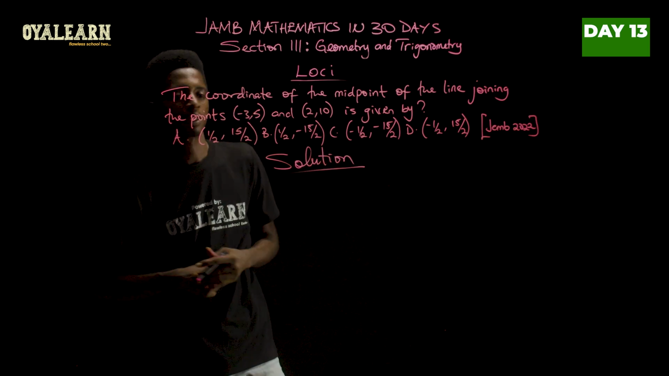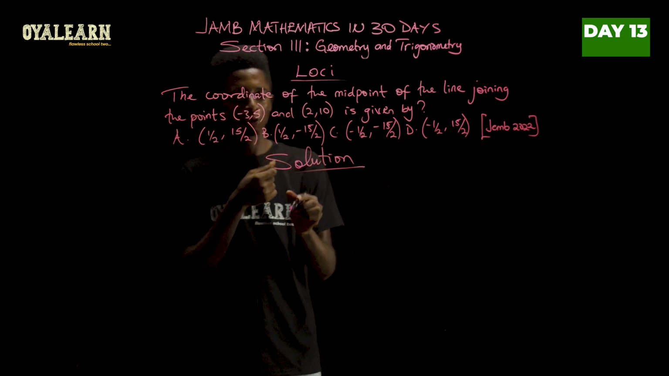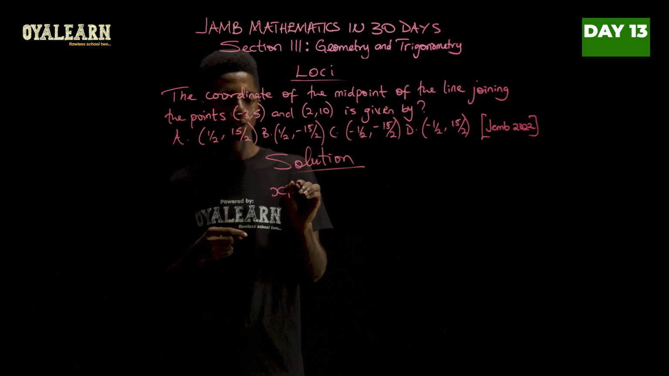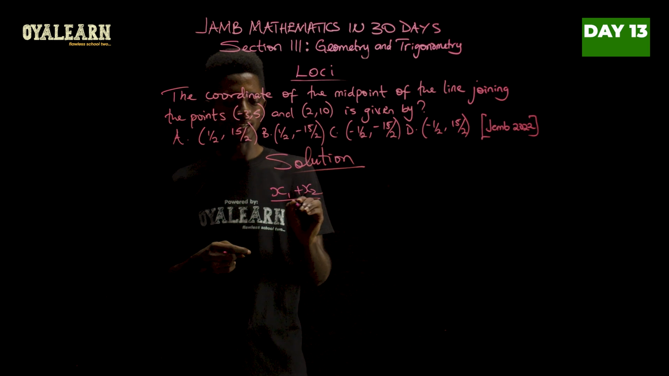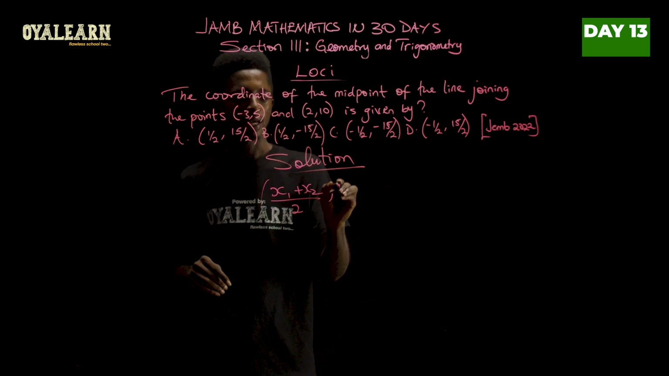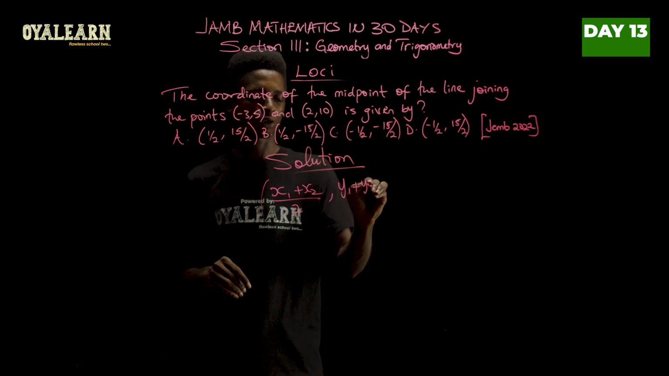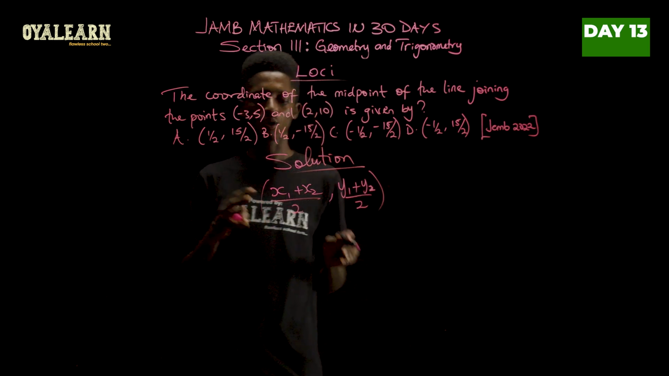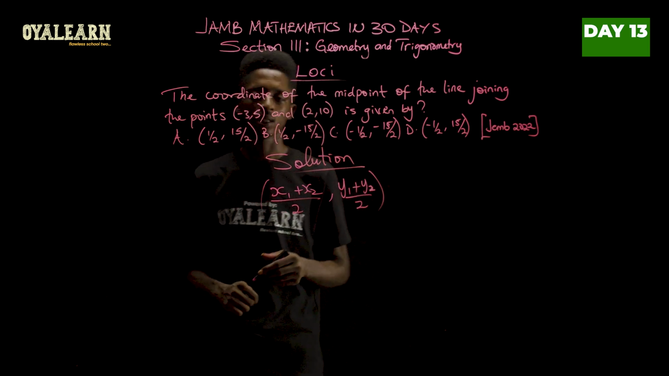So to solve this, all we need to do is to find the midpoint. And to get the midpoint, we've discussed this earlier, that x1 plus x2 divided by 2 will give you the x coordinate for the midpoint. And then y1 plus y2 divided by 2 will give us the y coordinate for the midpoint. So let's apply that.